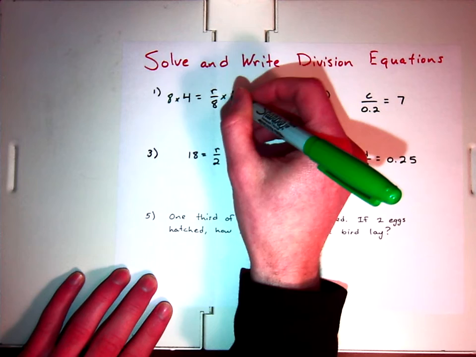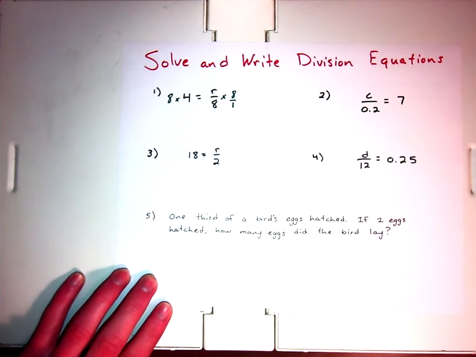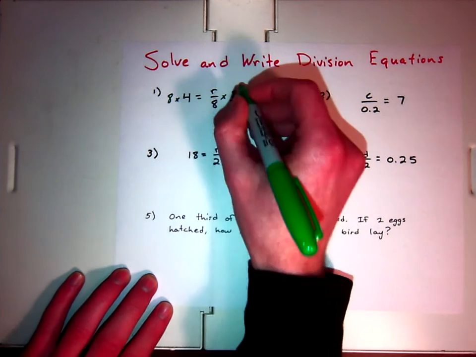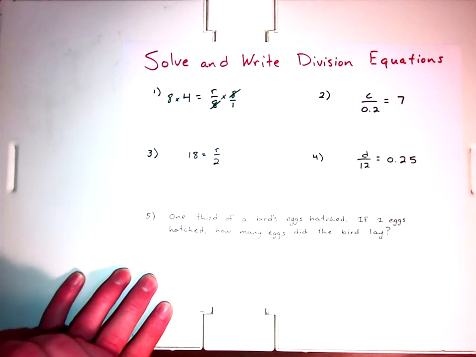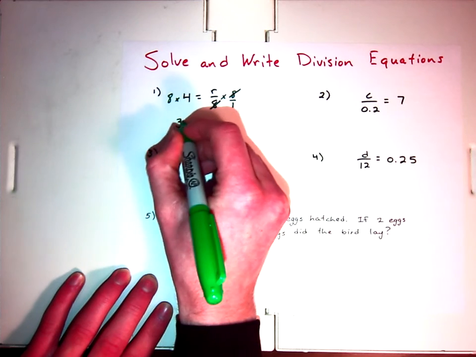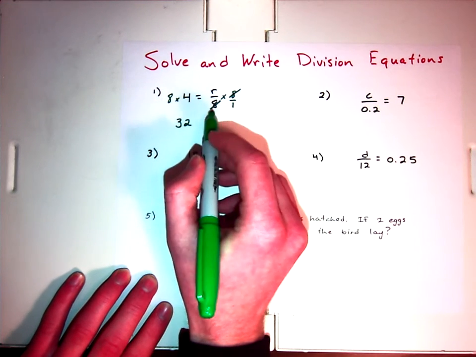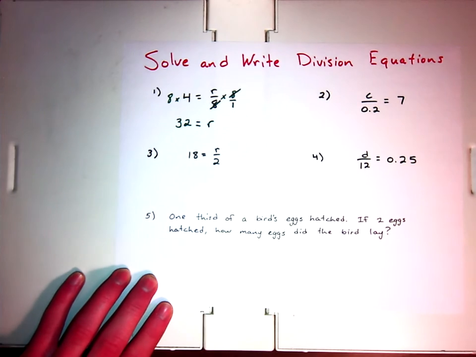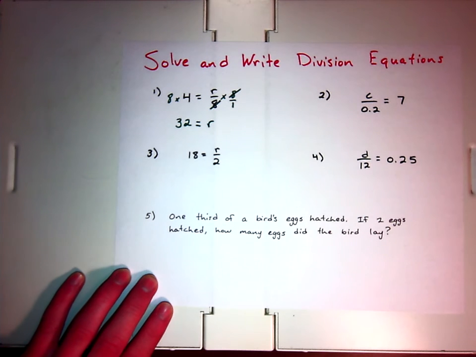And what that does is you could consider this like a fraction, 8 over 1, because 8 over 1 is equal to 8. And these 8s are going to cancel out. We're going to get 8 times 4 is 32. Over here, everything else canceled out, so it will isolate our variable, getting us 32 equals R. So we've solved number 1.